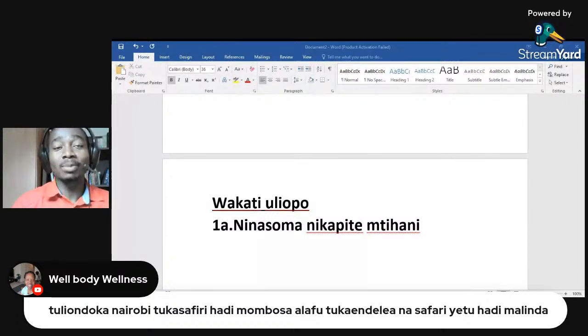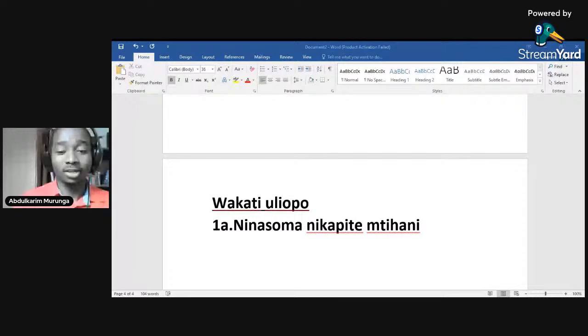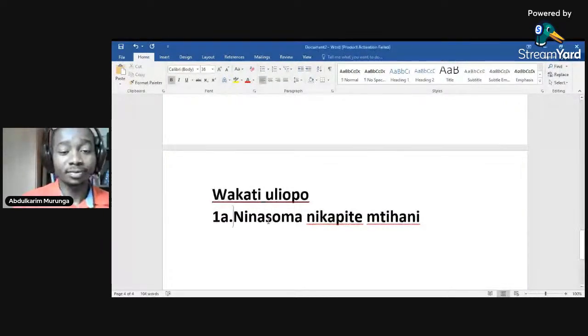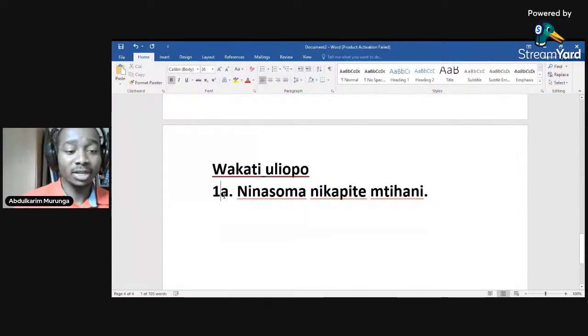Malindi iko wapi? Malindi iko ukipita Mombasa unaelekea Malindi. Yaani katika bahari hii tu. Mombasa ni kisiwa huko. Sasa, ninasoma nikapite mtihani.